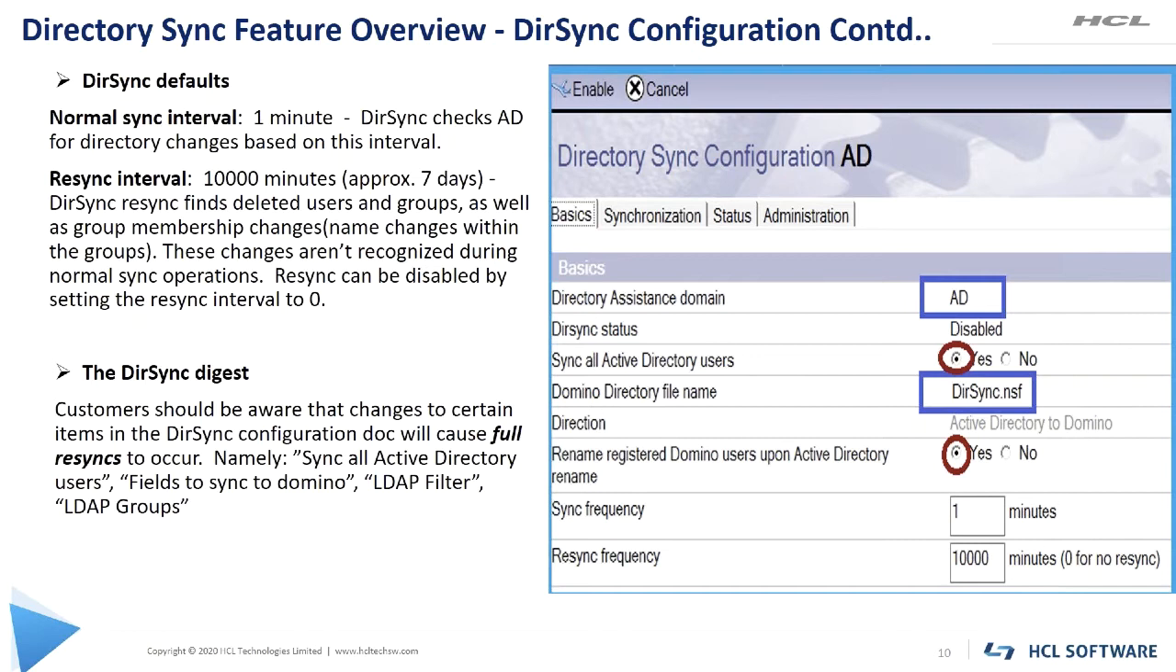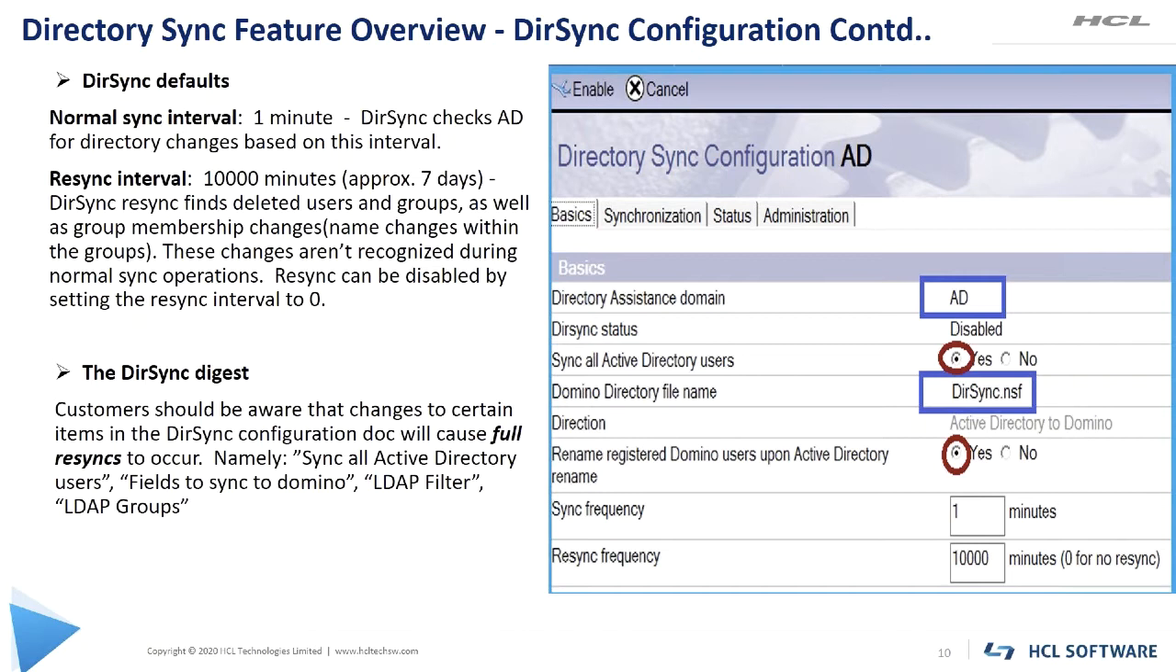Select yes if you want to rename a registered user when there is a common name change in the Active Directory. By default, again, this option is set to no, which prevents the name change in the Domino directory. We will discuss more about this in an upcoming slide. You should note the name change will automatically happen for non-registered users regardless of these options.